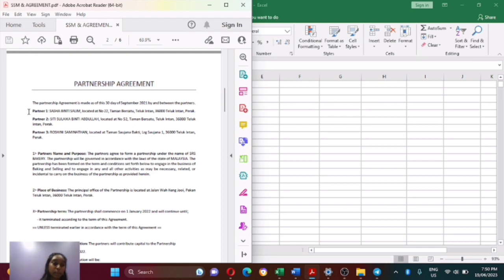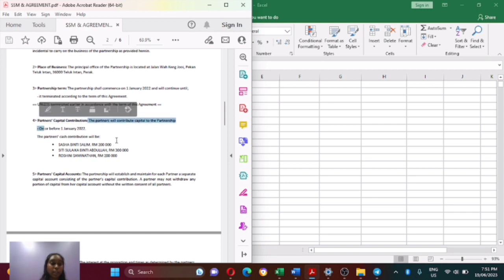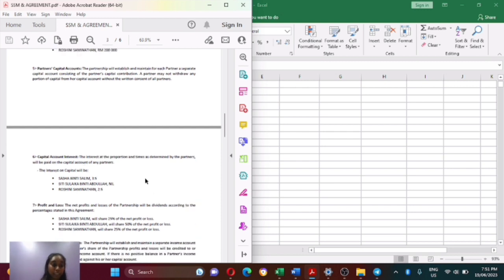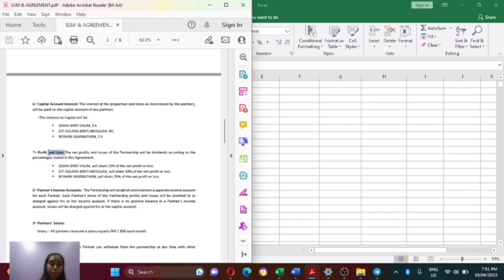Here, there are three partners, which are Shasha, Siti, and Roshini. On the partnership capital contribution, Shasha contributed 200,000, Siti 300,000, while Roshini contributed 200,000, and they have interest on capital. The interest on capital is divided proportionally with Shasha 3 and Roshini 2, while for Siti there is no interest on capital. For profit and loss, they divide it according to the agreement, where Shasha gets 25% of the net profit or loss, Siti 50%, and Roshini 25%.